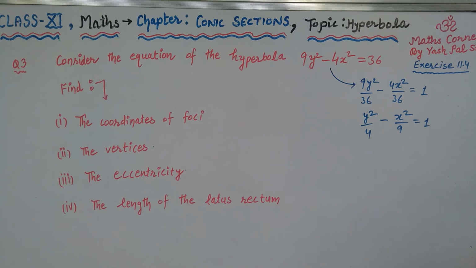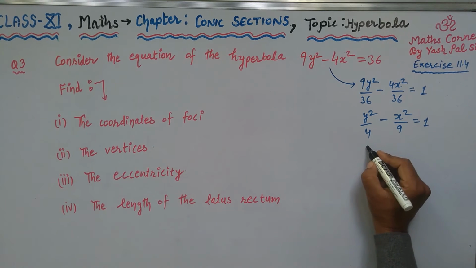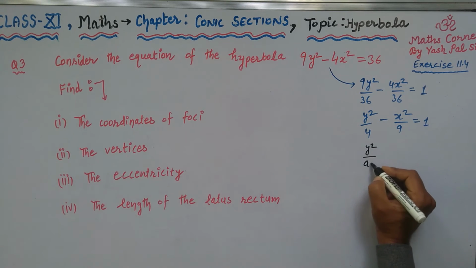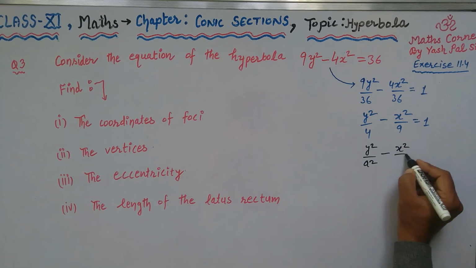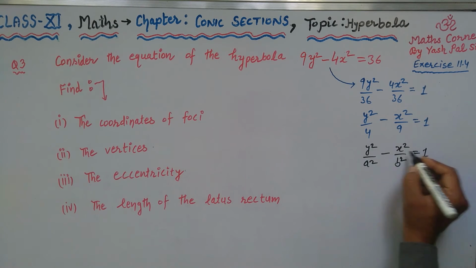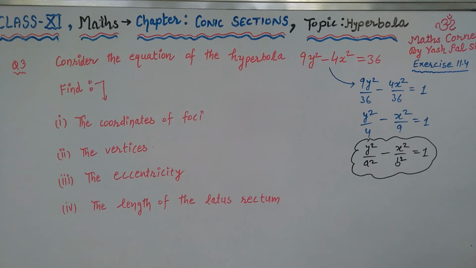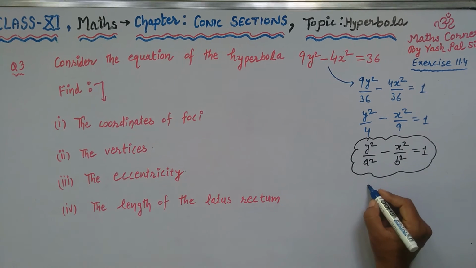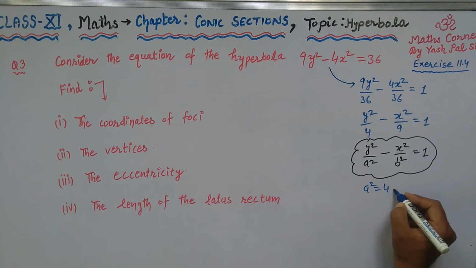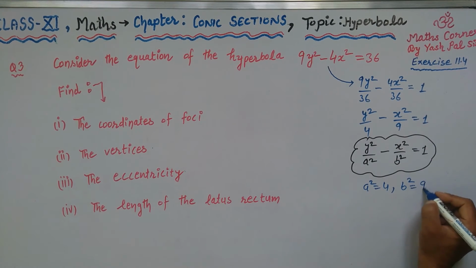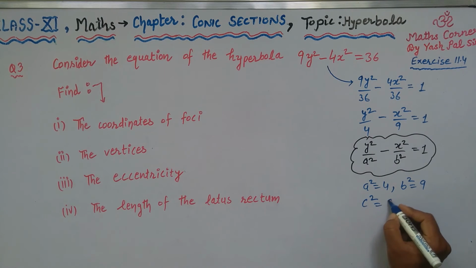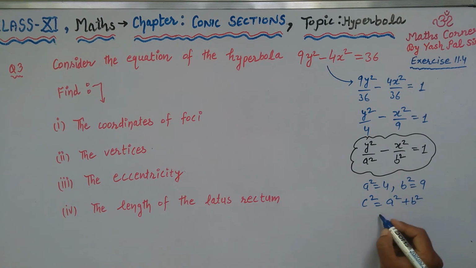Now we compare this equation with the standard form. What is that? That is y square upon a square minus x square upon b square is equal to 1. This is the standard form of the hyperbola. Right? From this form we see that a square is 4 and b square is 9. So we can find c square is equal to a square plus b square. That becomes 4 plus 9 is equal to 13. So the value of c is square root of 13.